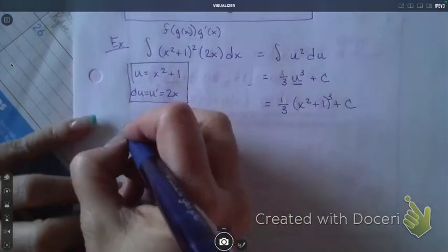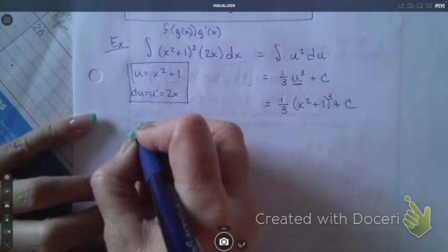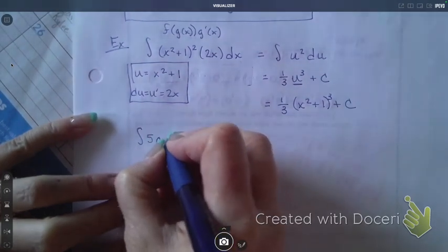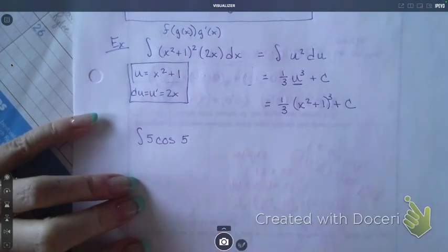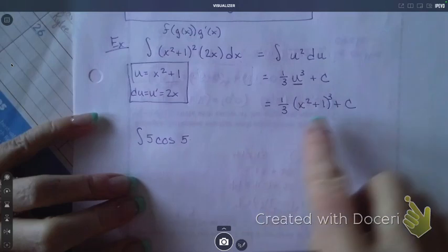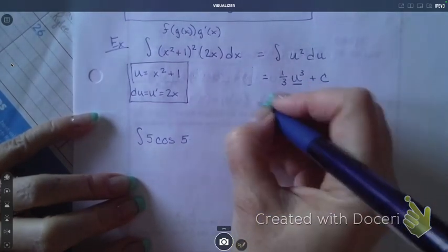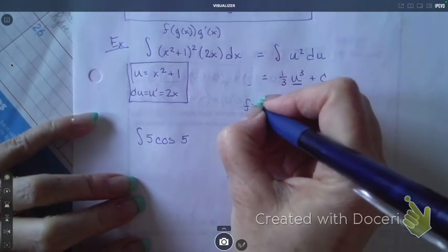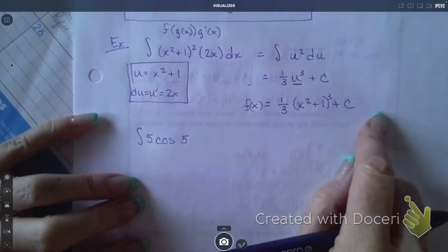Okay, so let's do another one. The integral of 5 cosine of 5x. So, we don't have to find anything for c, but eventually we'll have to if I give you a point, then you would put in, because this is f of x, right? So if they give me a point, I would put in my x and my y and find c.